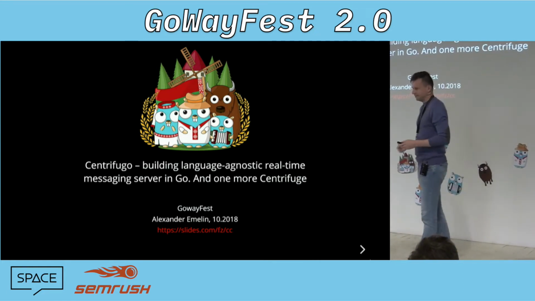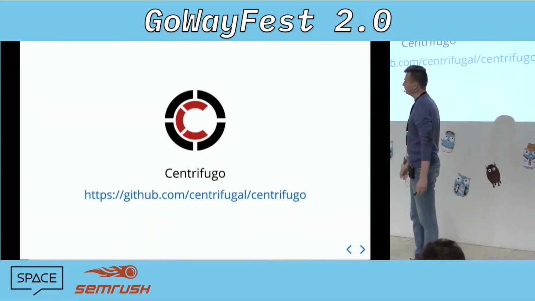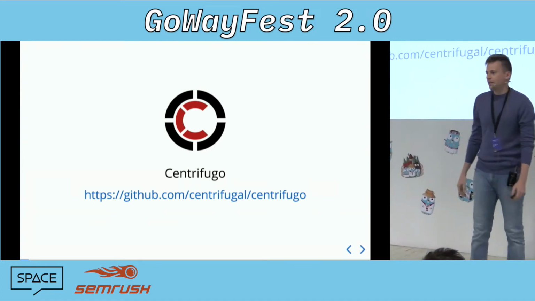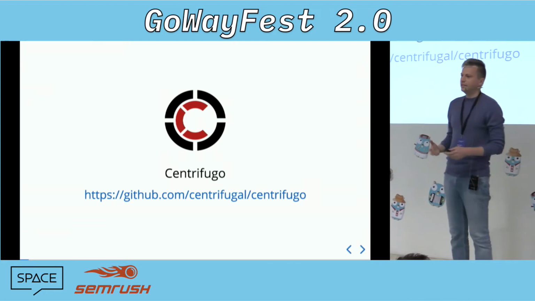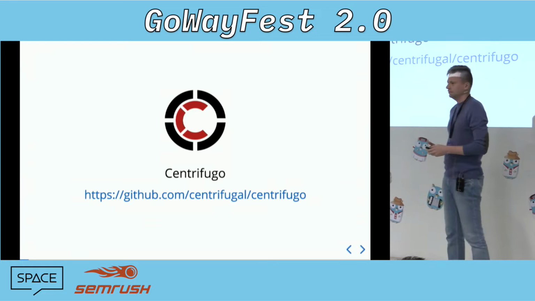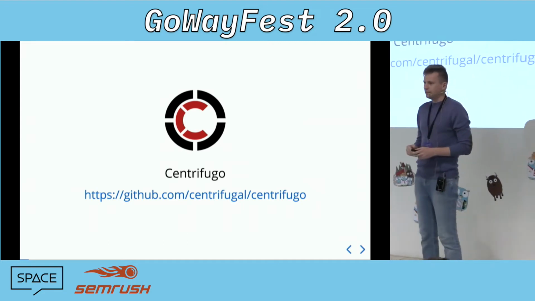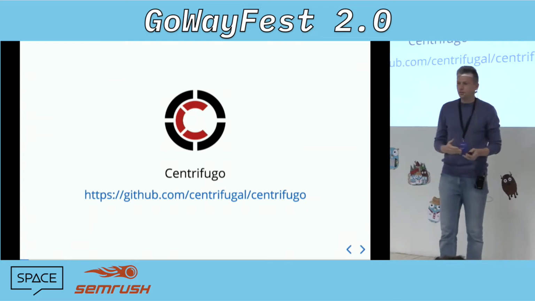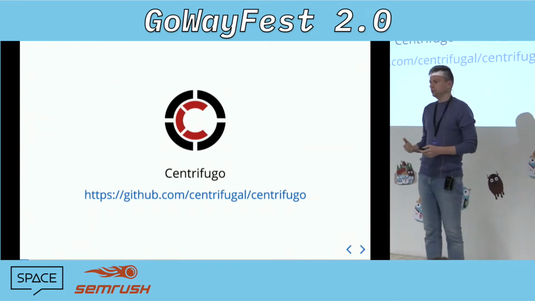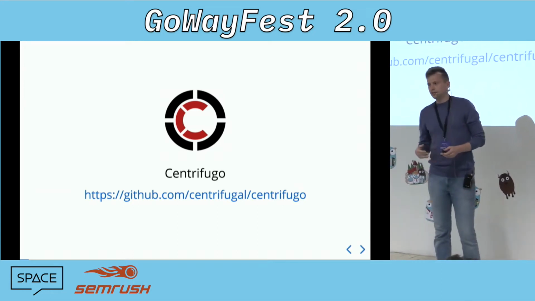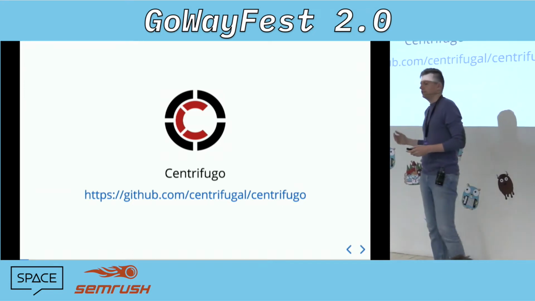OK, so today I won't talk about things we do at work. I will talk about Centrifuge. Centrifuge is a real-time messaging server. It was originally written in Python, in Tornado framework, but then migrated to Go language. And just about a week ago, I released the new major release of Centrifuge, version 2. So all my points here will relate to this new version.